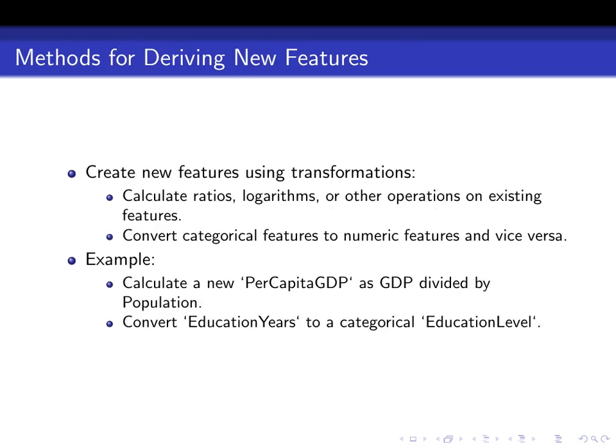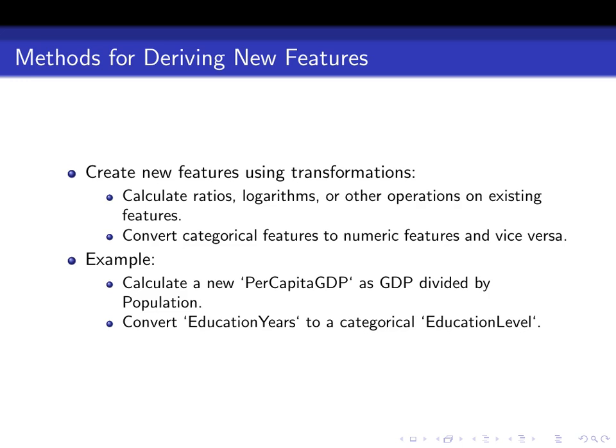Deriving new features is another powerful way to enrich your data. You can calculate new features by applying transformations to existing ones, such as ratios or logarithms. For instance, you might calculate per capita GDP as GDP divided by population.